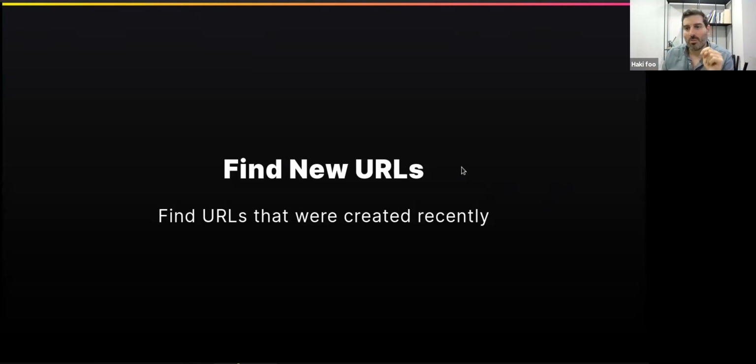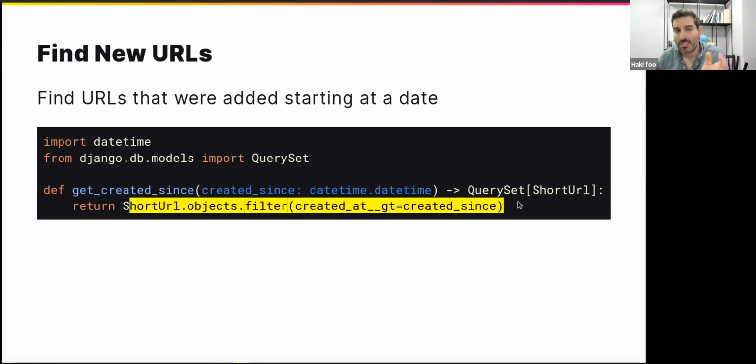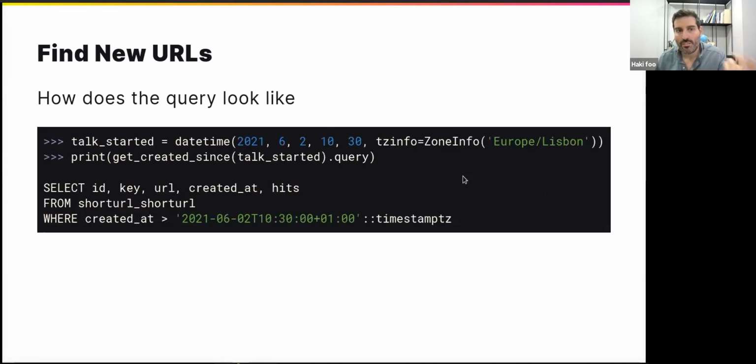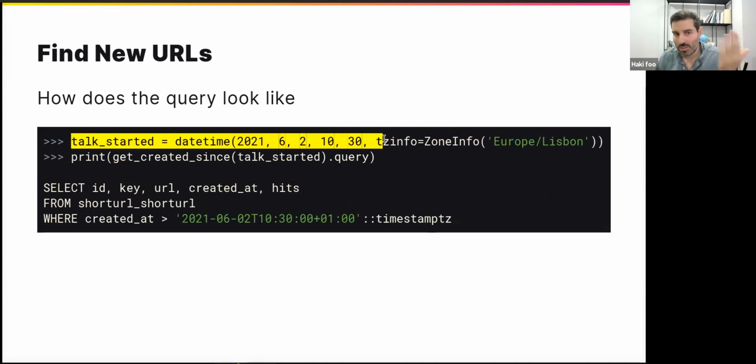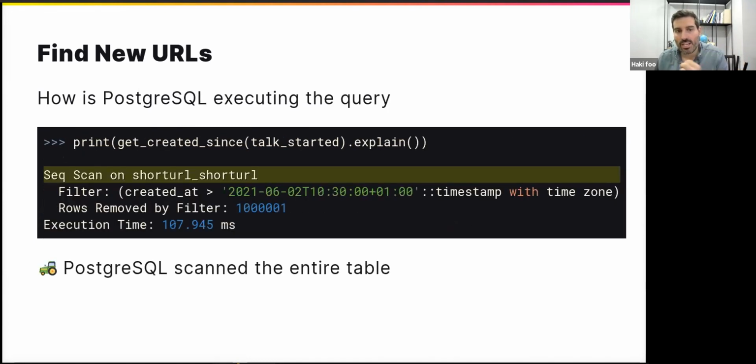So the last scenario we want to try and implement is to find URLs that were added recently, okay? So we construct this function. It receives a date and fetches all the short URLs that were created starting at this date. To use the function, we can construct a date, send it to the function, and print the query. So this is the SQL that Django constructed, okay? And we want to see the execution plan.